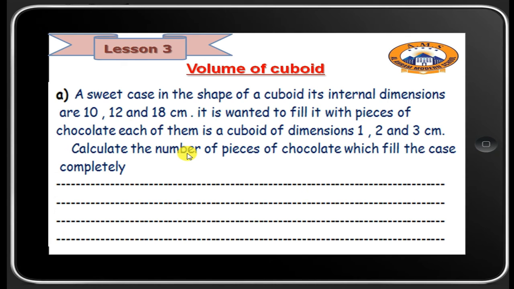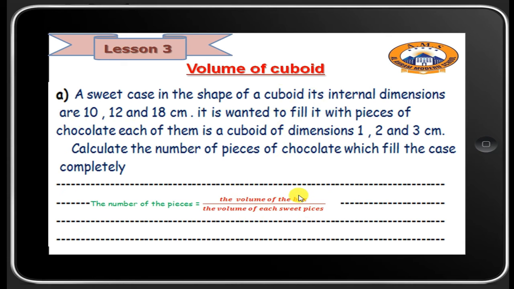This is a very important and also very easy exercise. All you have to do when he asks you to calculate the number of the pieces is to get the volume of the first case, or the box, and divide it by the volume of the second shape that he wants you to fill it with. So I'm going to write: the number of the pieces equals the volume of the box, which is the bigger volume, over the volume of each chocolate.